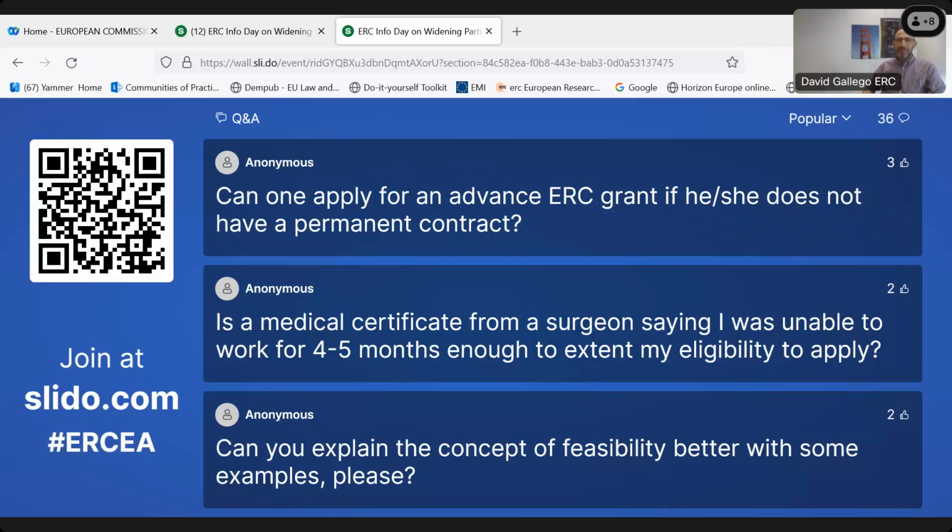Thanks, David. Jana, can one apply for an advanced grant if you don't have a permanent contract? Yes, I guess so, because you have to have a letter from your host institution that they will support you and host you, but it's not depending on the type of contract you have now. So it is possible.